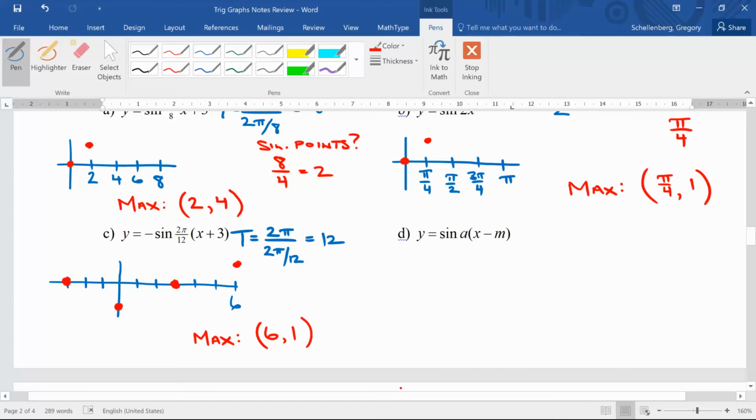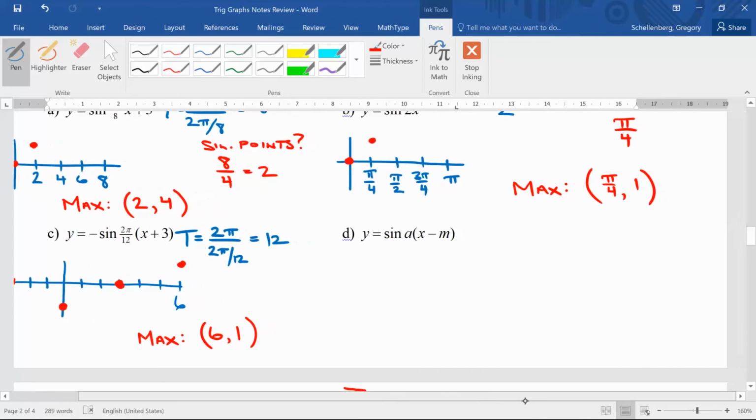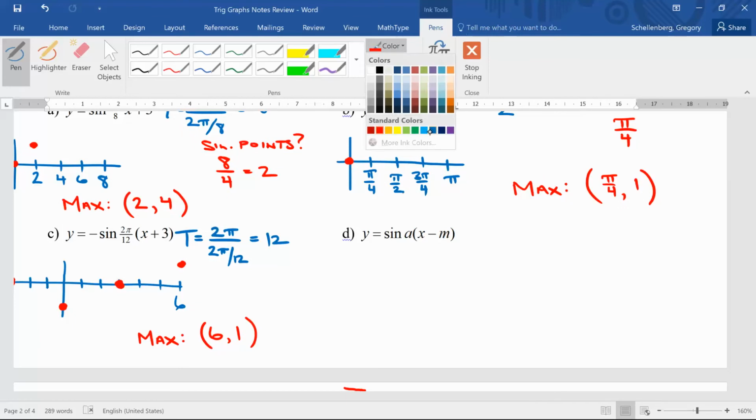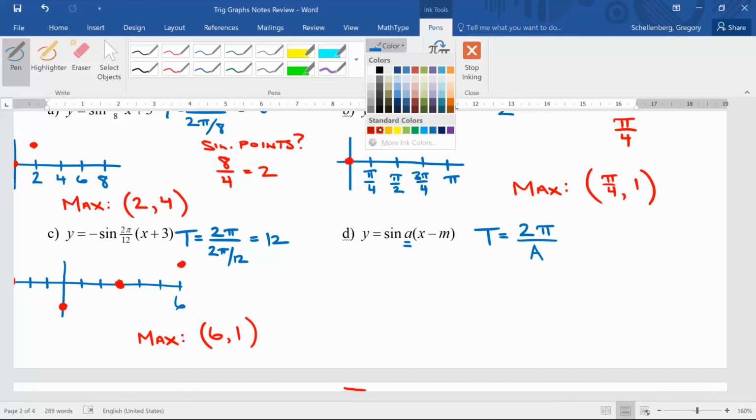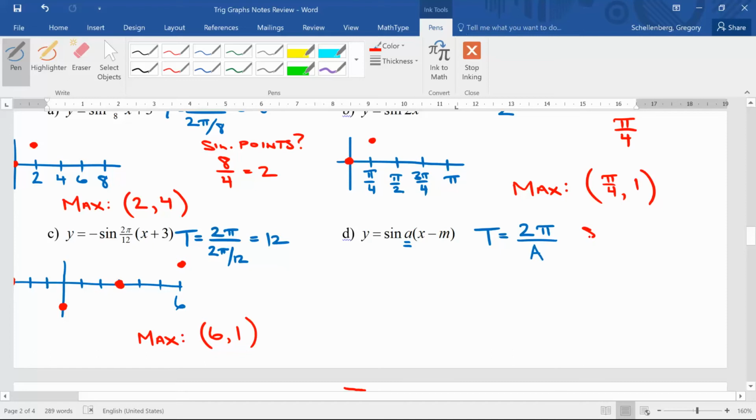And the last one is quite a bit more challenging. We're not dealing with numbers so much here as we're dealing with just different letters. So let's have a look at the period. The period is 2 pi divided by b. Now b in this case is a. What impact does that have on our horizontal scale, or our sig points?